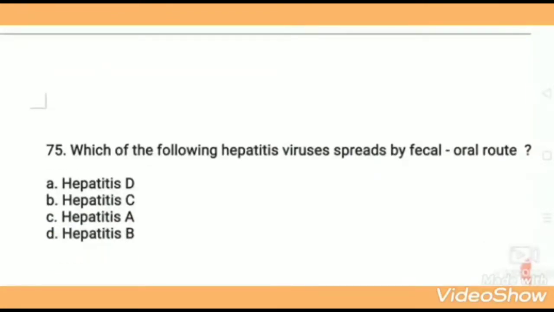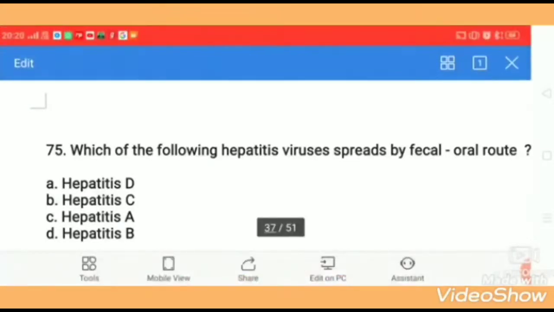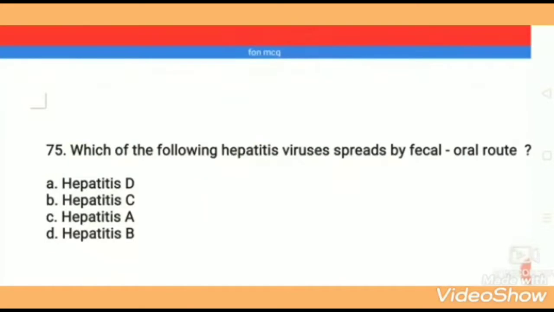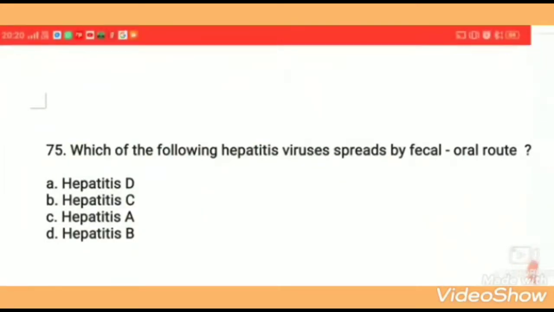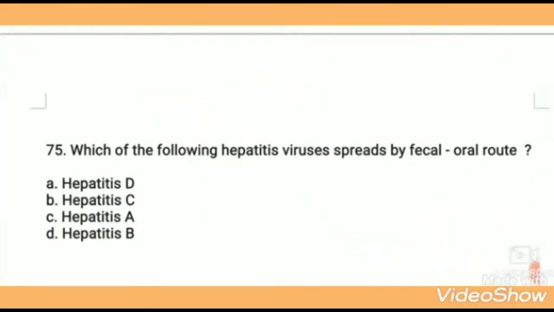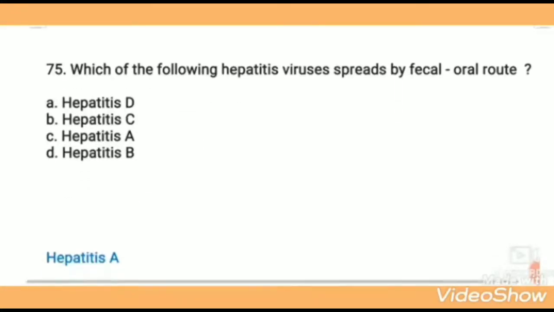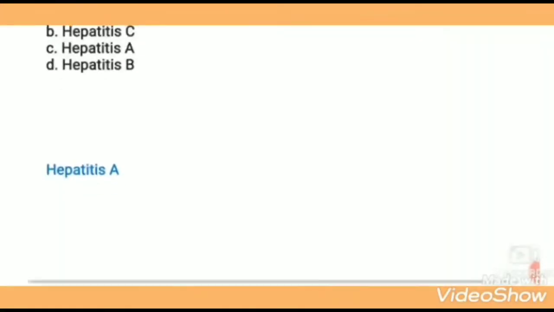Which of the following hepatitis viruses spread by fecal-oral route? Hepatitis D, hepatitis C, hepatitis A, or hepatitis B? So, the correct answer, hepatitis A, spread by fecal-oral route. Next question.